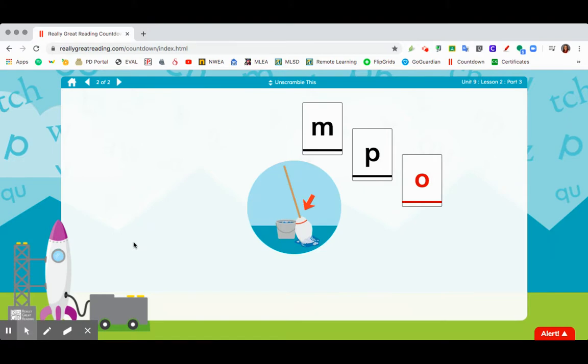For the rest of the words, I'm going to tell you the picture. I'm not going to stretch it out for you, so I want you to stretch it out on your own and then write the letters in order to match the picture. Pause the video so you have enough time to write the word on your whiteboard. This word is mop. Stretch it out. Pause the video and write the word.